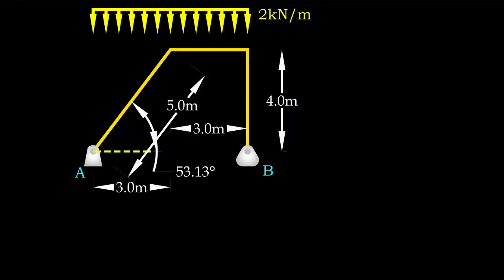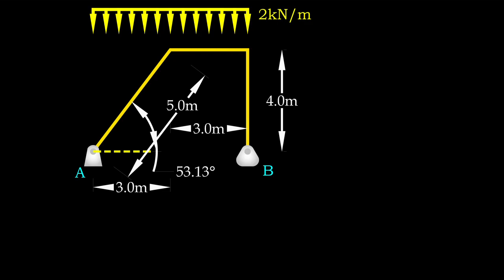Consider a 4 meter height frame with base length of 6 meter. This frame consists of a 5 meter length member inclined at 53.13 degrees from horizontal. Loading-wise, assuming the frame needs to resist 2 kN per meter of uniformly distributed snow load. This frame is statically determinate as there are 3 support reactions restraining one continuous member.